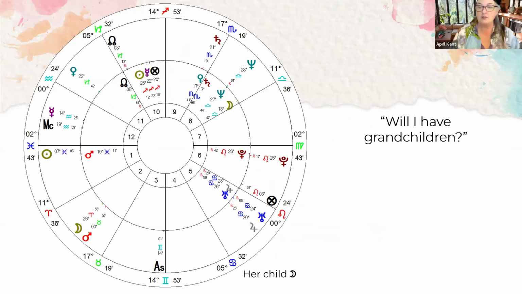So this is a woman who asked, will I have grandchildren? This is a client of mine, and this surprised me because we'd met before and this never came up. She only has one child. He's her son. He is in a same-sex marriage, which complicates things a little bit. But this is her child, the fifth house. To get to his possible first child, how do we get there?